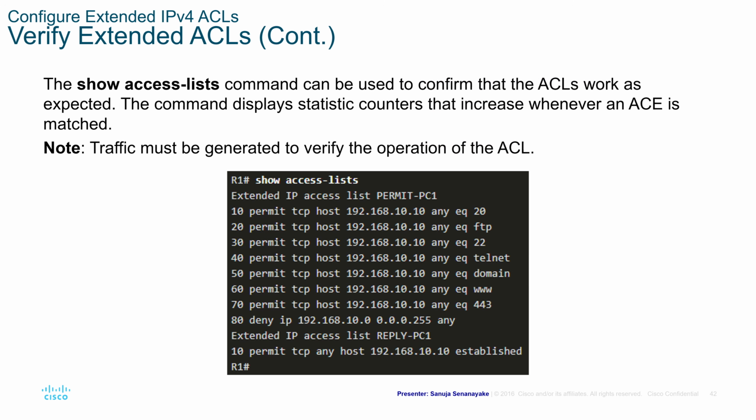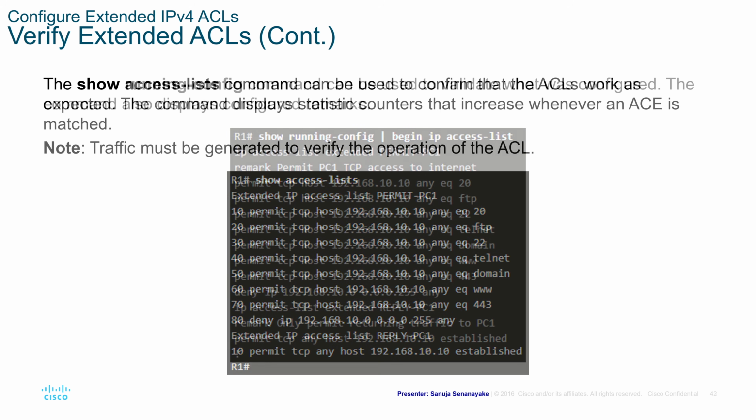The show access-list command can be used to confirm the ACLs work as expected. The command displays statistics counters that increase whenever an access control entry is matched. Please note the traffic must be generated to verify the operation of the ACL, as I mentioned before. This is the same command that I introduced before, and we're just going to run that to see the verification that these ACLs are working. To do that, remember, you need to generate some traffic, otherwise it won't actually show you the data.